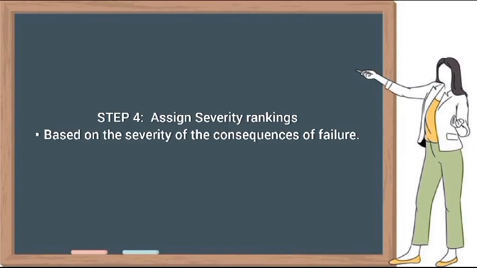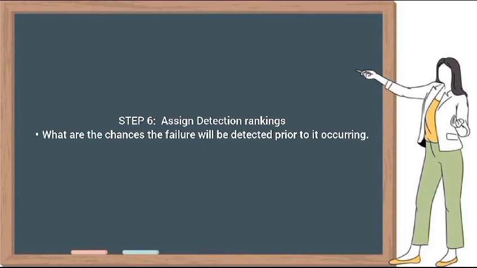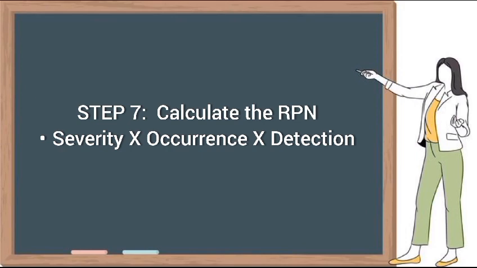Step 4. Assign severity rankings, based on the severity of the consequences of failure. Step 5. Assign occurrence rankings. Determine how frequently each failure is likely to occur and rate each using customized ranking scales as a guide. Step 6. Assign detection rankings. What are the chances the failure will be detected prior to it occurring? Step 7. Calculate the RPN. Severity x occurrence x detection.